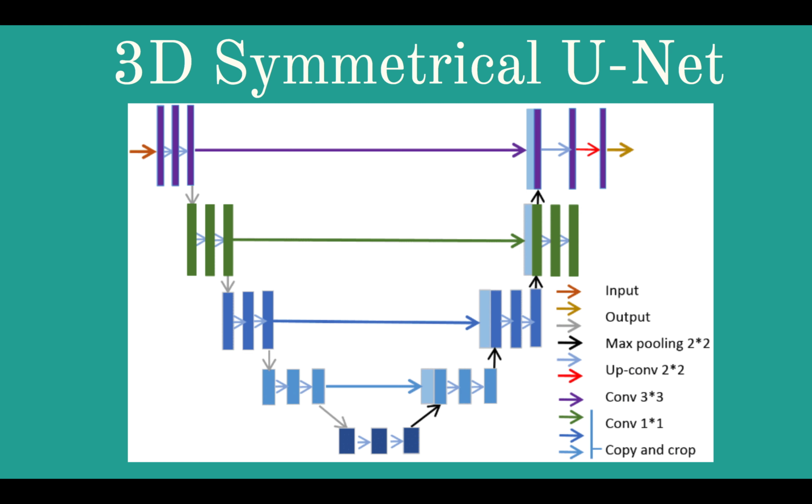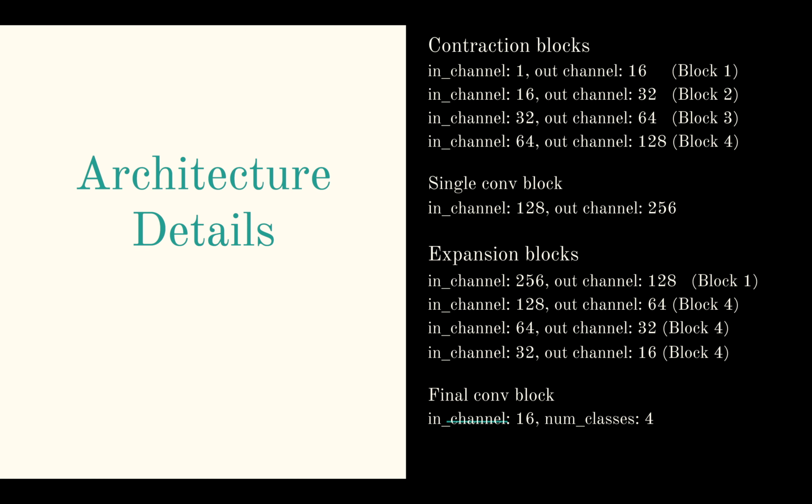Whereas for each decoding block, we have one transpose conv layer and then 2 convolution layers with batch norm and ReLU activation layer. From each encoding layer, we have a skip connection to the corresponding decoding layer. As you can see, the architecture looks like this. These are some of the architecture details.